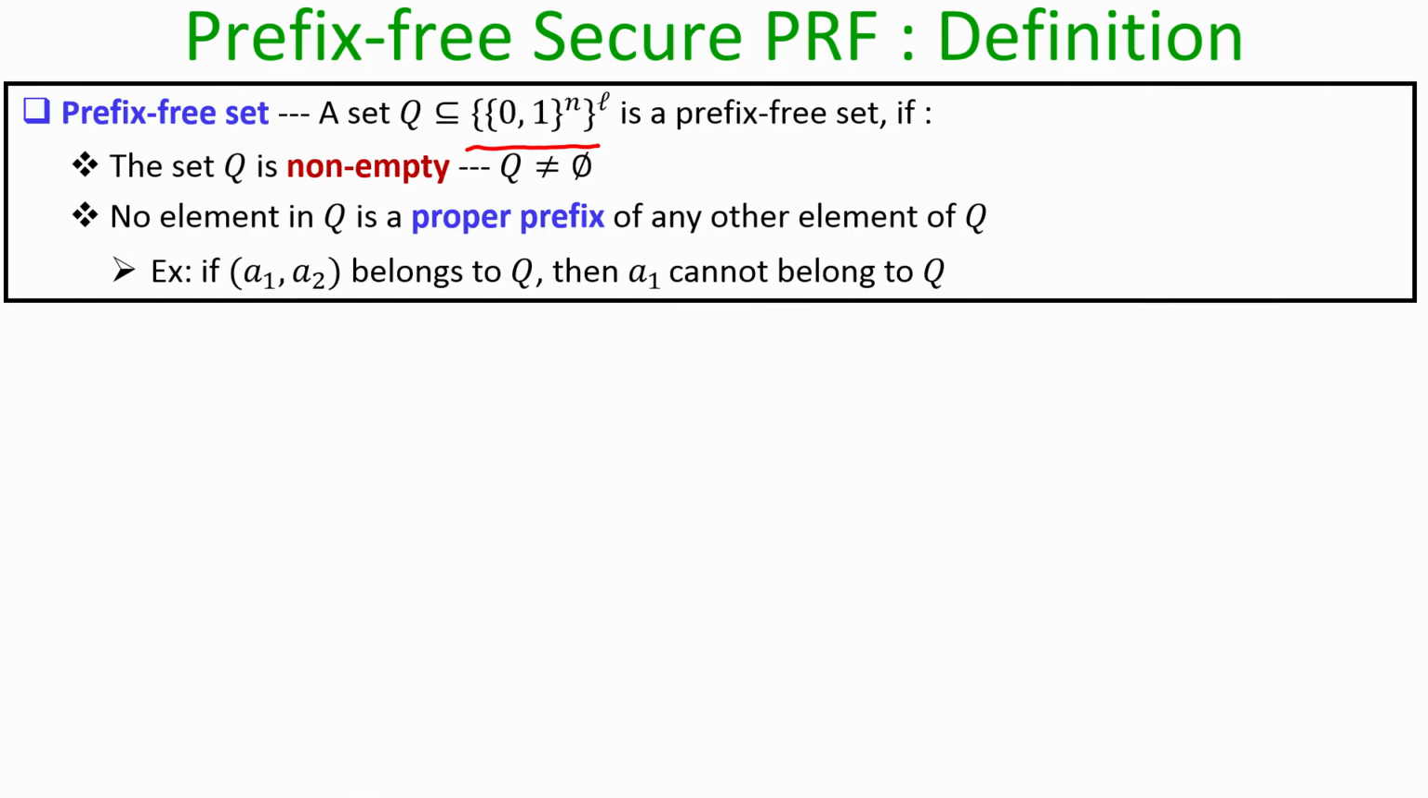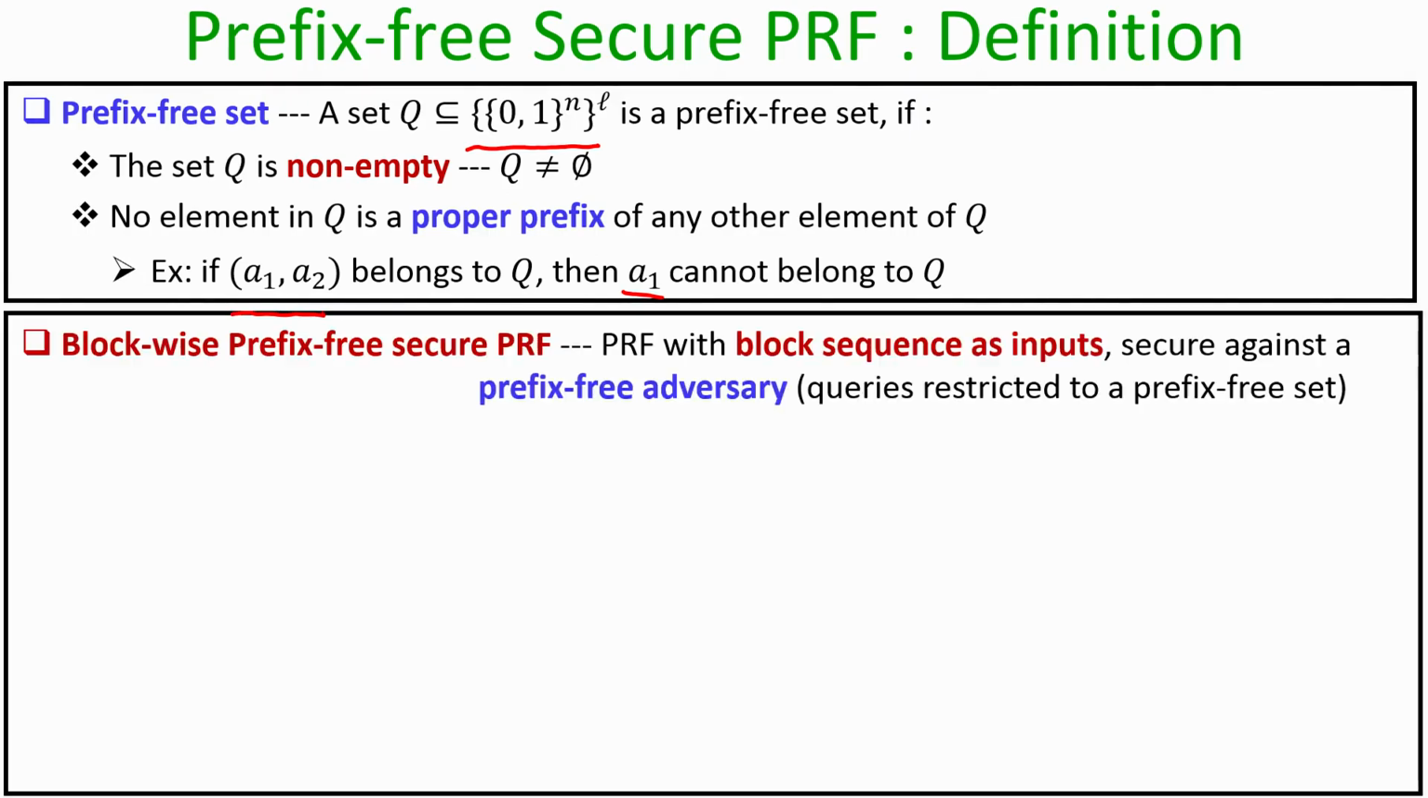What this means is that if we have an input member in the set Q, say the sequence A1 comma A2, where A1 is one block and A2 is another block, each of size n bits, then we cannot have the input A1 present in the set Q, because this block input A1 is a proper prefix of the sequence of block inputs A1 comma A2. However, we can have the input A2 present in the set Q, because A2 is not a prefix of the block sequence A1 comma A2. So, that is the definition of a prefix free set, right.